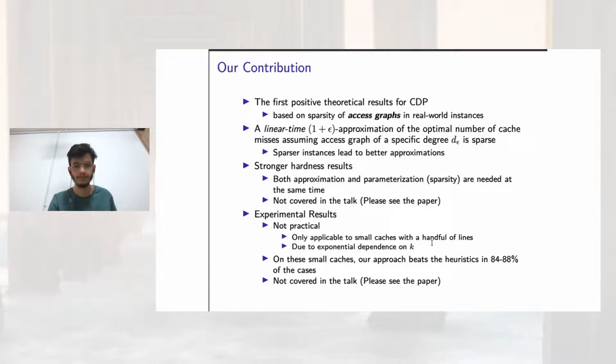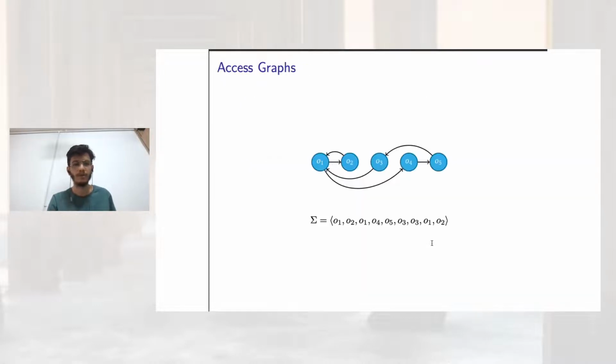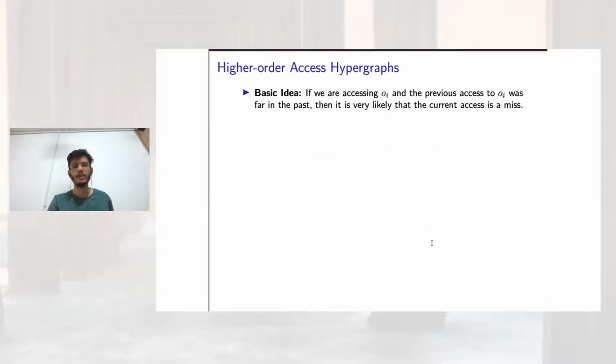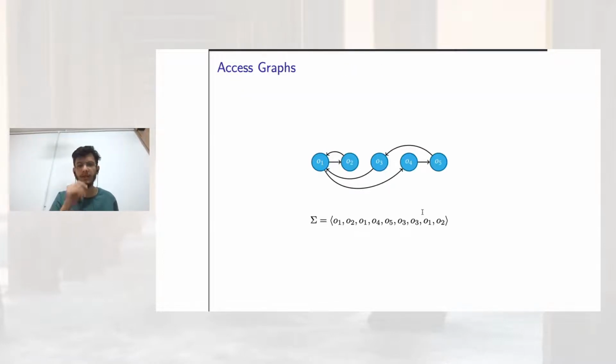Let's go through the algorithm. For example, we have the sequence sigma, and we then construct the access graph. As we see, each element connects to an element that comes after it. For example, O1 comes after O3, so we connect O3 to O1.